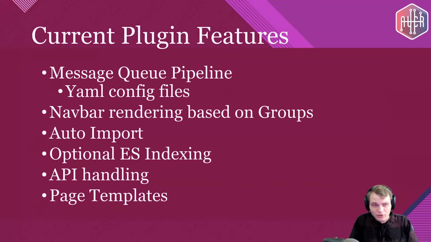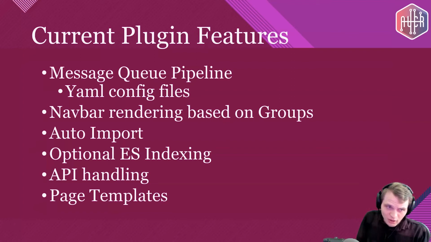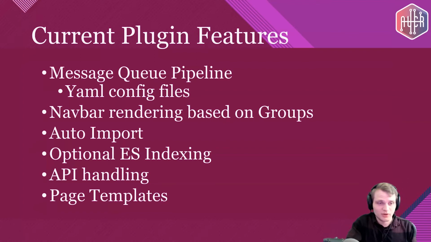As I mentioned earlier, the navbar renders based on groups, has auto importing. So if you include a plugin, it will build it to be included in the web interface. Optional ES indexing, as I mentioned. Everything has an API. Even the YARA plugin, you can pull your YARA rules, you can push your YARA rules, you can get your YARA rule results, all via the API, which uses OAuth 2 token generation.